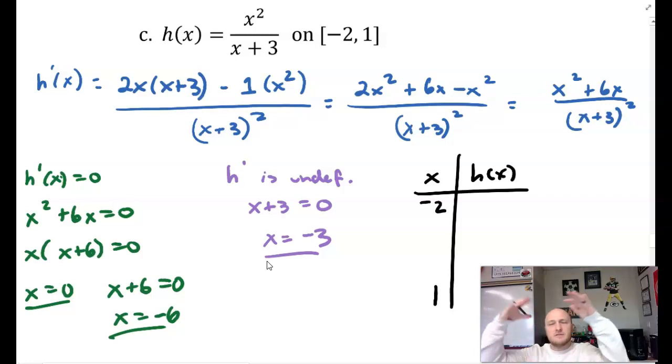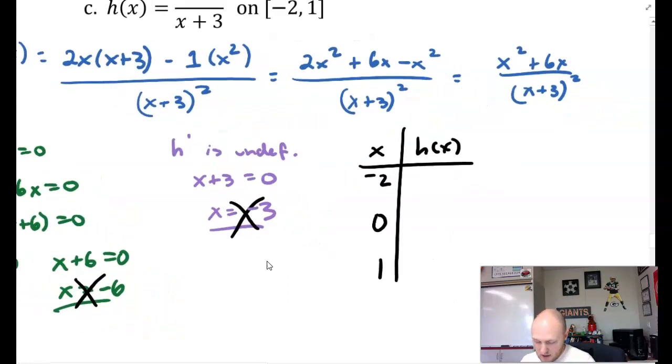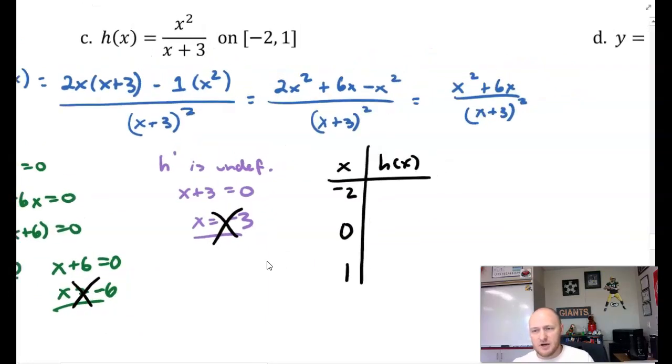So anything outside of the endpoints, we're going to throw away. So negative 3, that's outside of negative 2 and 1. I don't care what happens there. Also, negative 6, I don't care what happens there. That's outside. So my only critical value is 0. My endpoints are negative 2 and 1. Okay, so those are my three candidates.